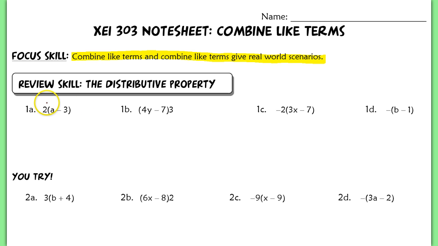So in this first example, I want to multiply 2 times a and 2 times negative 3. So 2 times a gives me 2a, 2 times negative 3 gives me negative 6. So I write that as 2a minus 6. Remember, I stop here because these are not like terms.